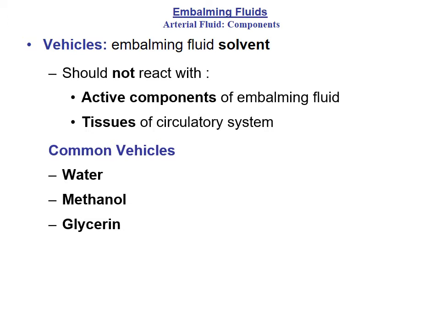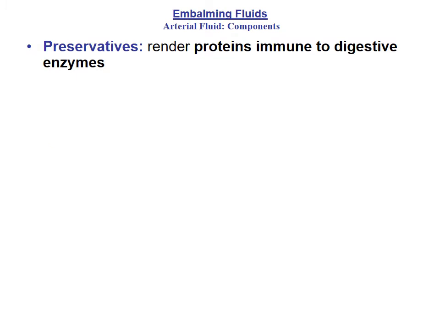So suspended within the vehicle is the preservative. The preservative is what renders proteins immune to digestive enzymes. It's also what's going to inactivate those enzymes, as those enzymes are proteinaceous. Three main types: the aldehydes, glutaraldehyde, formaldehyde. Alcohols technically are preservatives too. They're just a little bit different type.